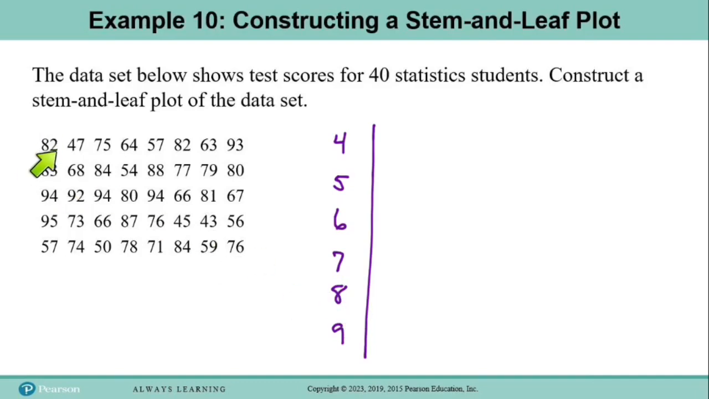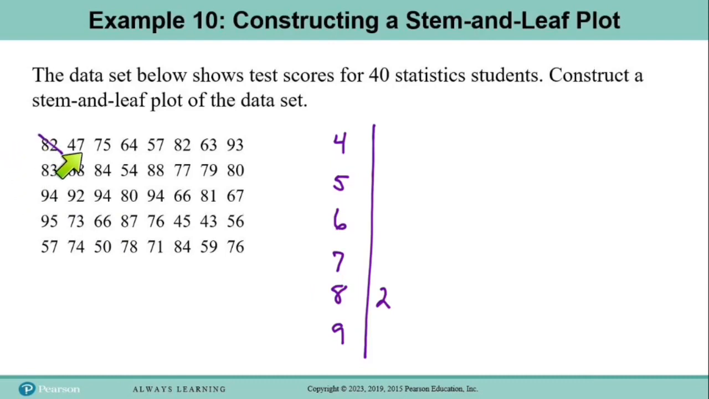So right here where our first data value is 82, the stem for this number is 8 and the leaf is 2. So we need to go down to the row where we have our stem of 8 and we'll put a leaf of 2. And this is going to represent 82. And then we can cross that off of our list.